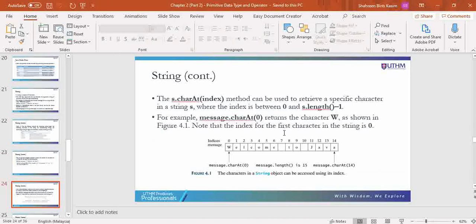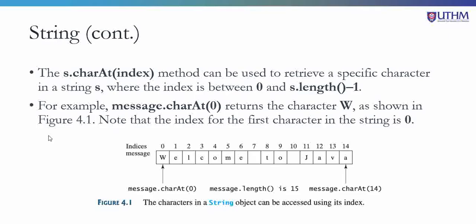And then we have the index method that is used to retrieve a specific character in a string s, where the index is between 0 and s.length minus 1. For example, message.charAt(0) returns the character W, as shown in figure 4.1. Note that the index for the first character in the string is 0.